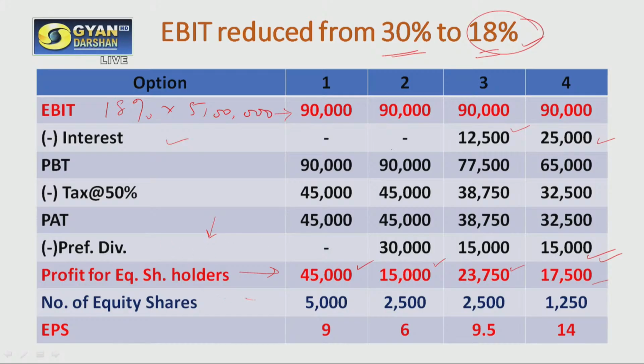Again, we can calculate the number of equity shares by dividing share capital by the price of the share, which is rupees 100 in our case. So 5,000, 2,500, 2,500 and 1,250 are the number of shares under different circumstances. Now what we have to do to calculate EPS? We need to divide the profit available for equity shareholders by the number of equity shares under different financing patterns.